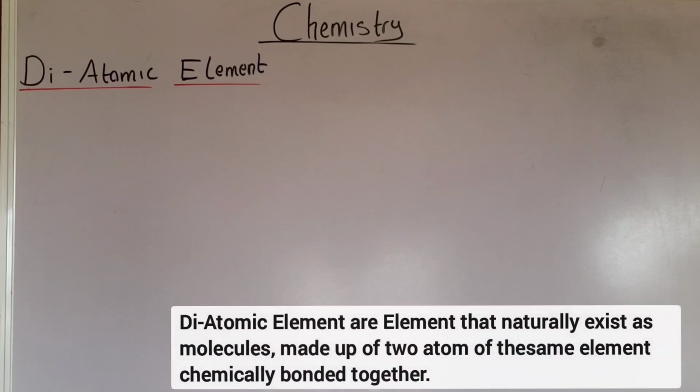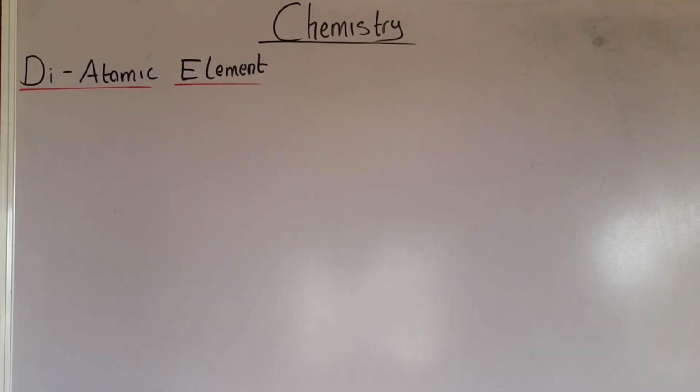Diatomic elements are elements that naturally exist as molecules made up of two atoms of the same element, chemically bonded together. So if you look at this word, di simply means two, you understand? And atomic simply means atom. So when we're talking about diatomic elements, they are elements in which at their natural state they consist of two atoms. And when we have two atoms, we are talking about molecules.